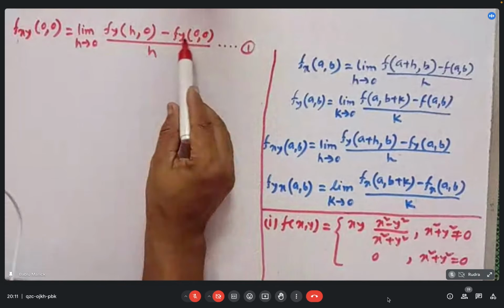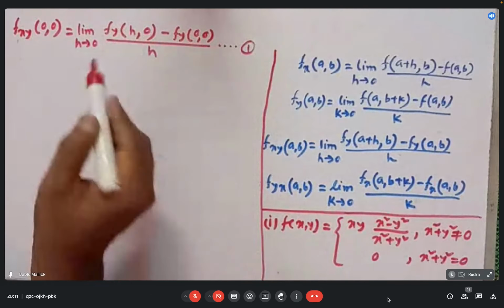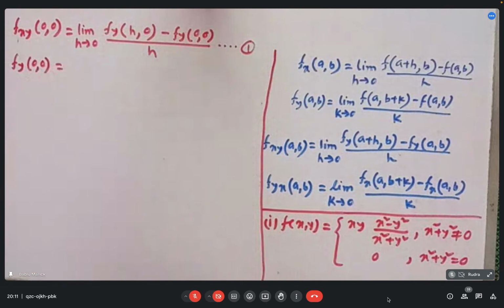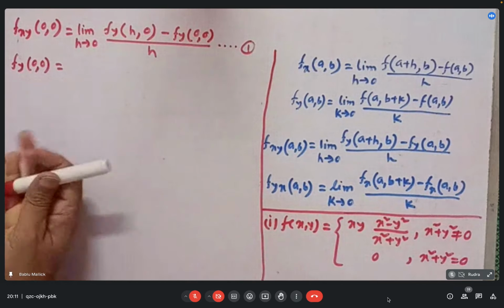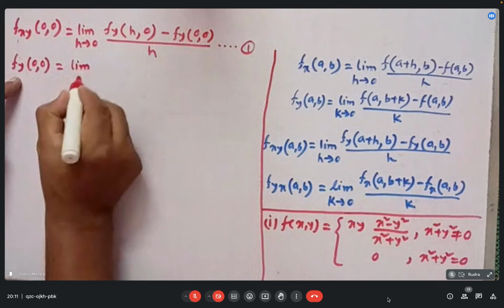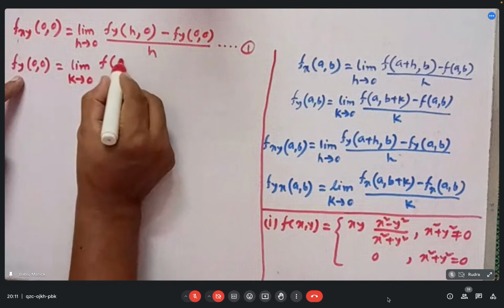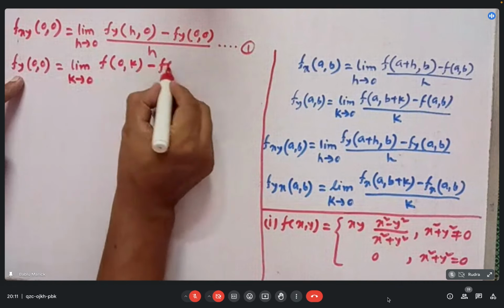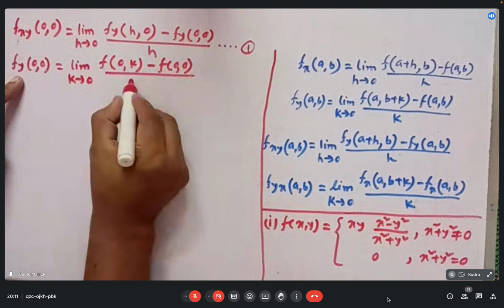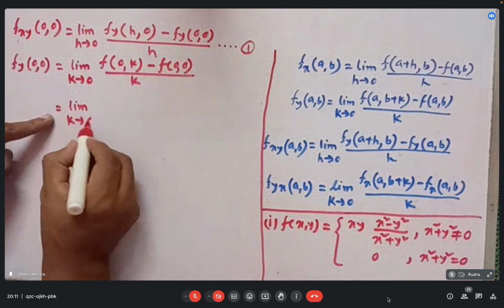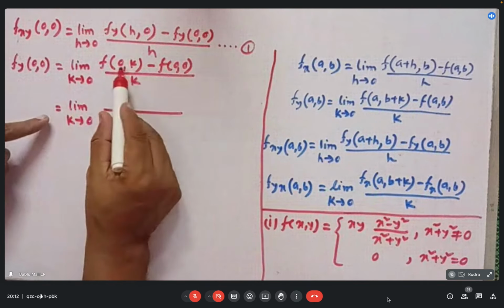Now calculate fy 0 0 and fy h 0. fy 0 0 is equal to, calculate করো, fy at 0 0 মানে it is limit k tends to 0, f of 0 comma k minus f of 0 0 divided by k. So this is limit k tends to 0, f of 0 comma k.